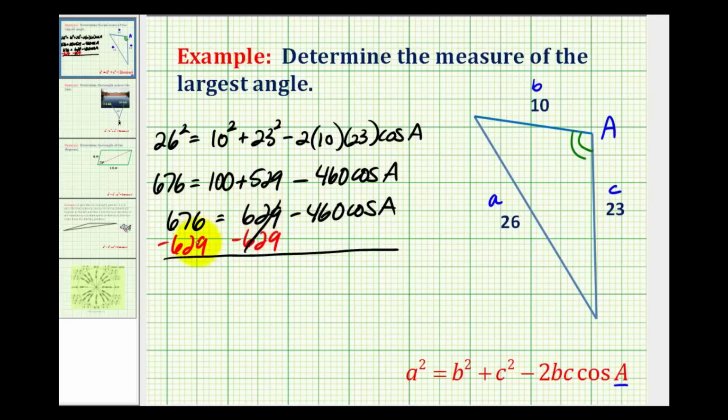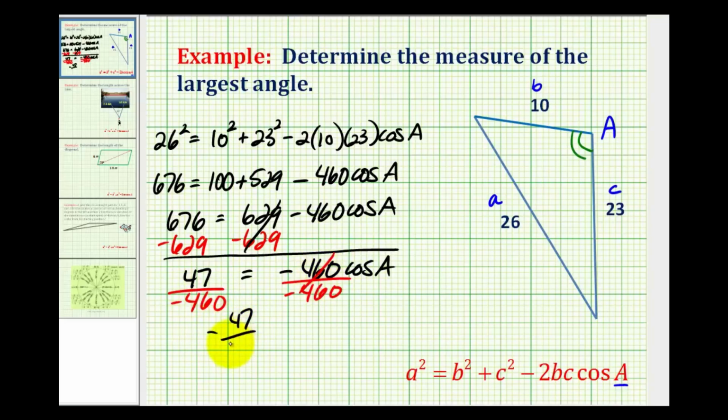This will be 0. Here we're going to have 47 equals negative 460 times cosine A. So now we'll divide by negative 460. So we have negative 47 over 460 is equal to cosine A.